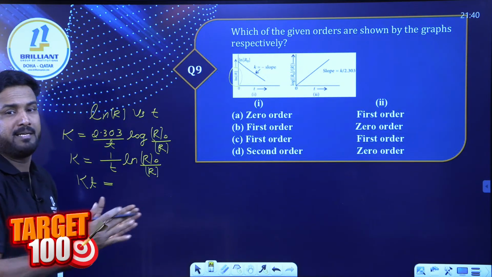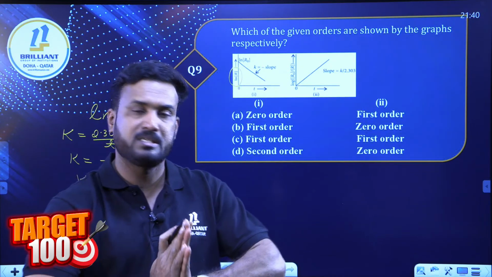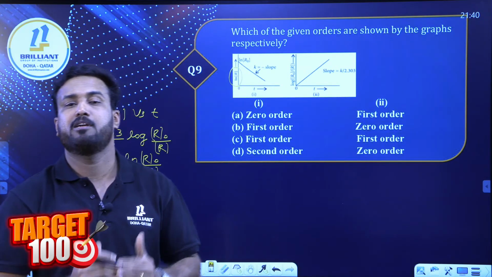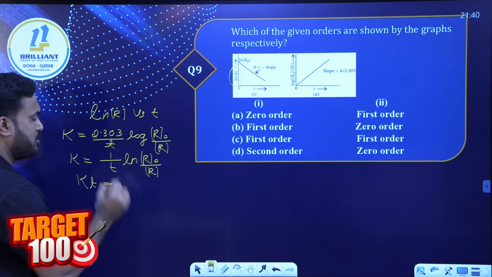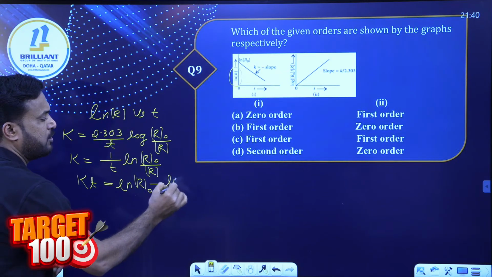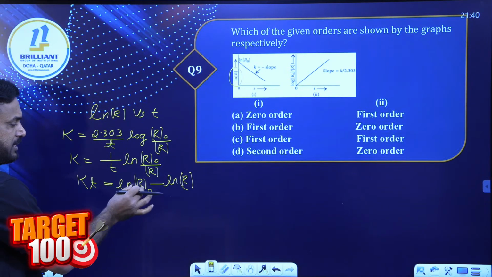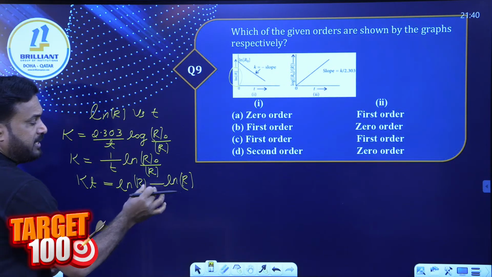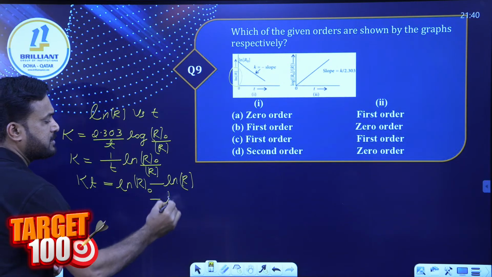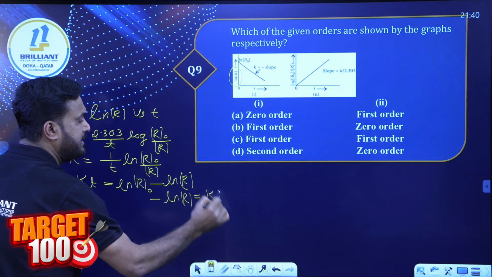What is the expanded form of log a by b? Whether it is log or ln, logarithm rules are the same. So log a divided by b can be written as log a minus log b. So I will write log concentration of r0 minus log r. Correct. Then you can keep this minus log r over here. I'm going to rearrange again. Minus log concentration of r is equal to kt.